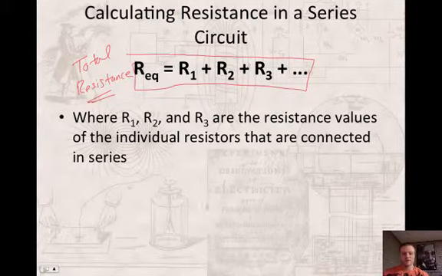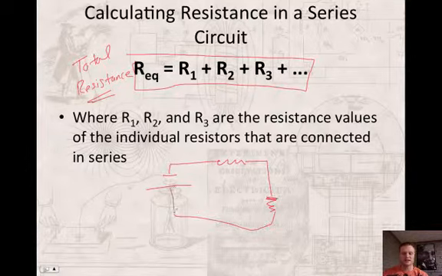Just for instance, if I were to draw a circuit here, and if we go back to my example from my previous slide, let's say this is a 6-ohm resistor here, and this is a 6-ohm resistor here. The total resistance, or the total R, would be 12 ohms. I just took 6 plus 6 and added it together to get 12 ohms.